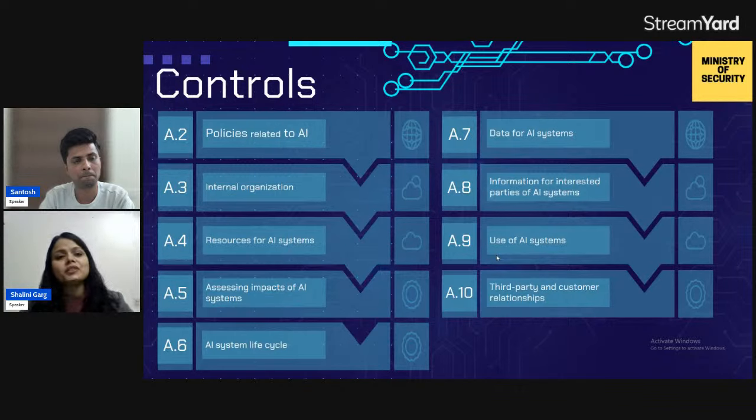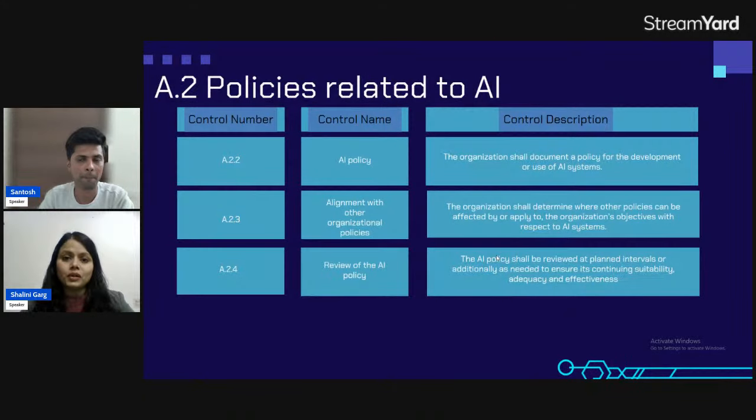So let's start with the first control, which is policies related to AI. Anytime we are incorporating any type of control in our organization, we have to follow some policies, right? So we have to provide our organization the guidance and support related to the business requirement. That's why we prepare proper documentation of step-by-step things to be done so that we can achieve the AI system life cycle. In policy related to AI, we have 3 points wherein AI policy is defined.